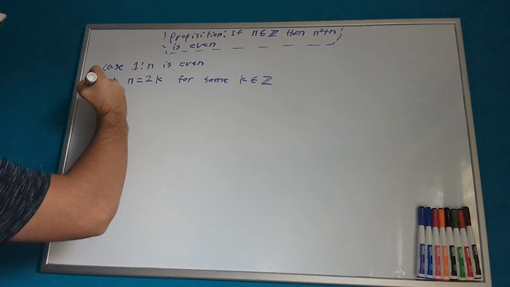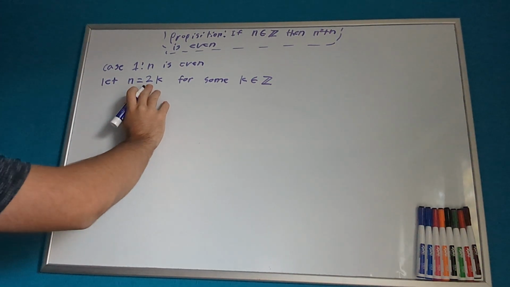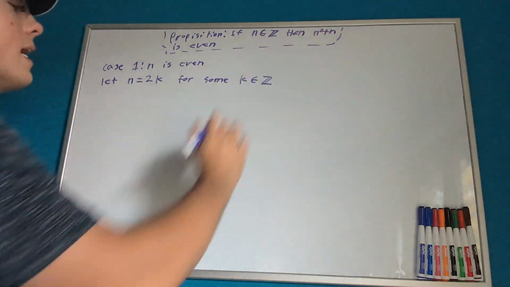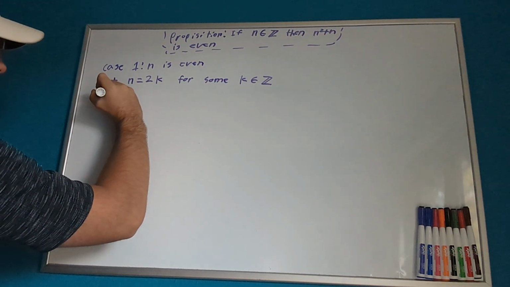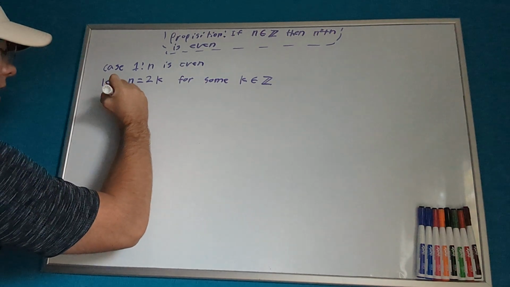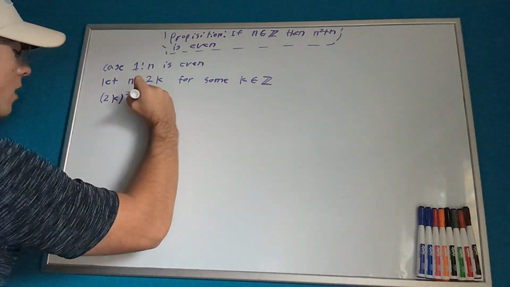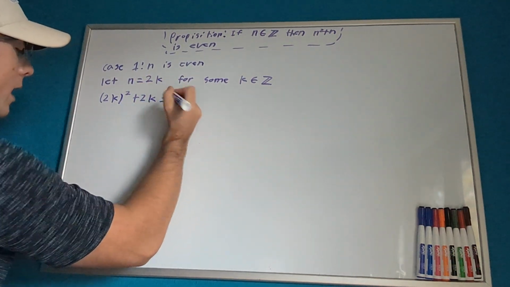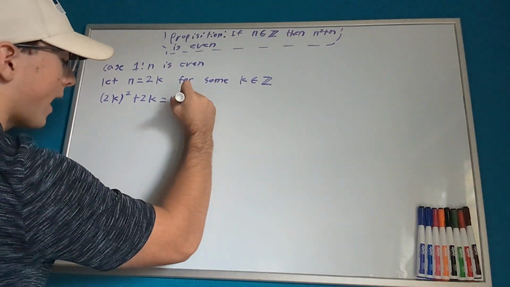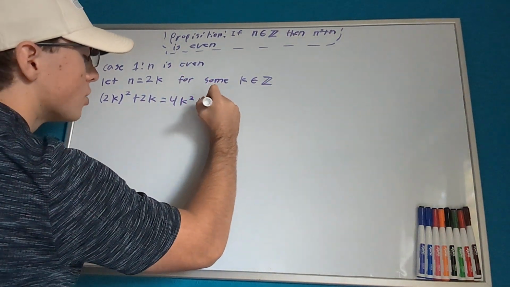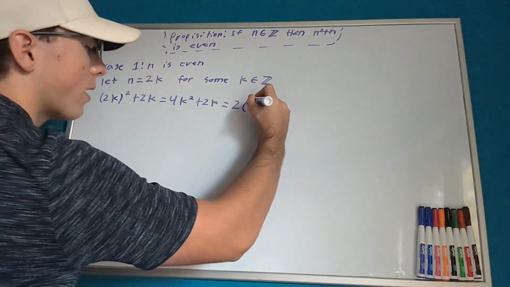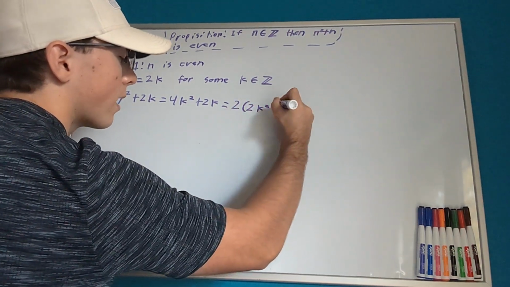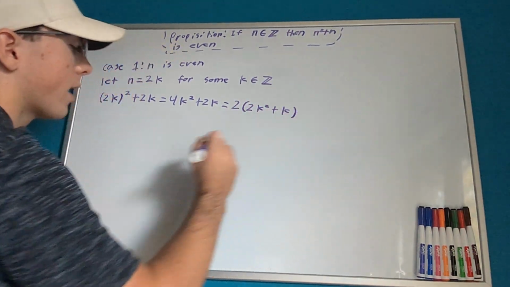Then, from there, what we're going to do is take 2k and plug it into our n squared plus n. So we'll get 2k squared plus 2k. And well, that equals 4k squared plus 2k. Then we can factor out a 2 here and we'll get 2 times 2k squared plus k.